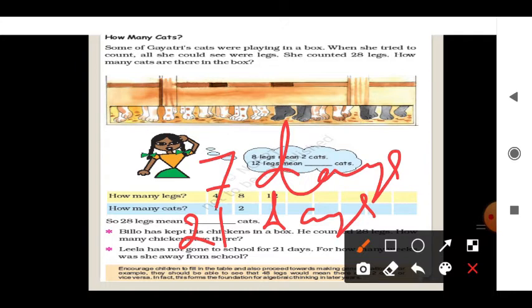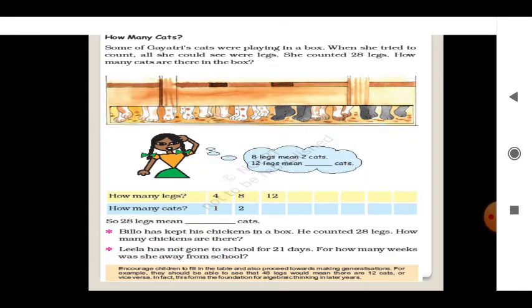See, in the 7 times table, 21, how many times will it come? 7 threes are 21, right? So if 1 week is 7 days, then 2 weeks is 14 days, and 3 weeks is 21 days. So here she didn't go for 3 weeks.